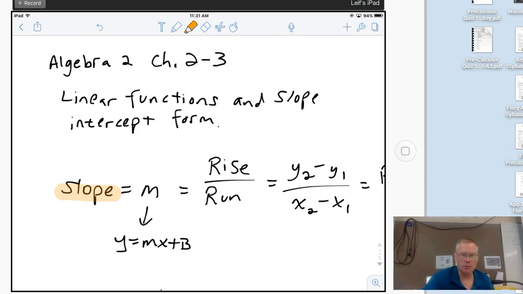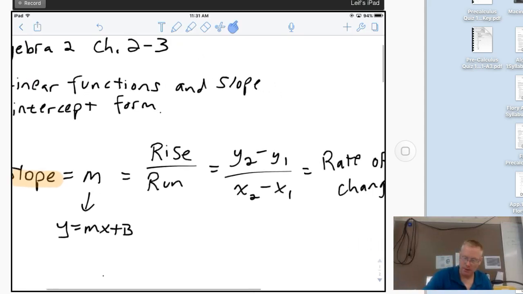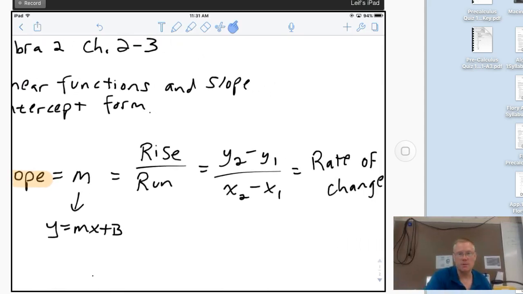We also call slope rise over run. There's a formula for that, which is y2 minus y1 over x2 minus x1. And last but not least, in fact, almost most important in some ways, slope is rate of change. That's an important concept that we try to drive home in algebra. Slope's a huge topic in math, though.